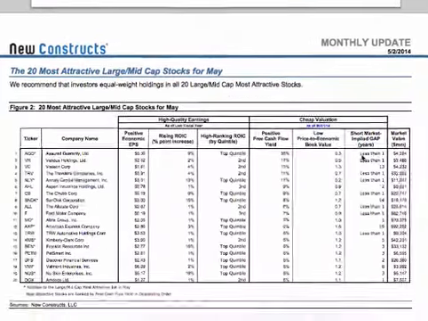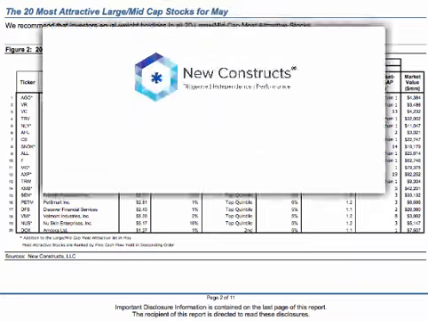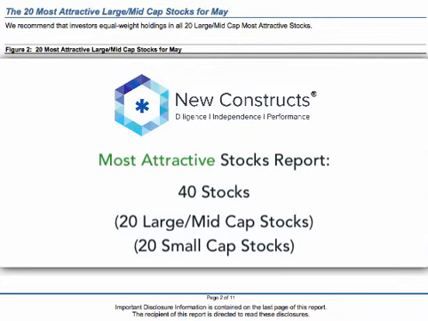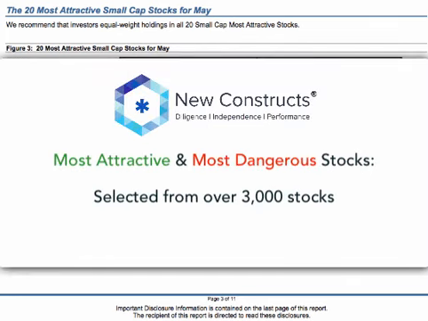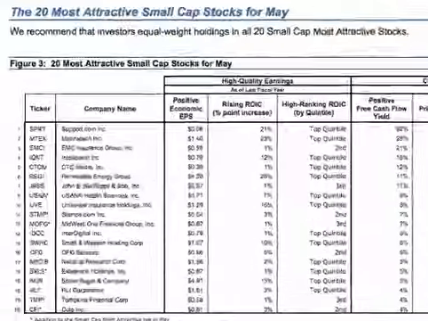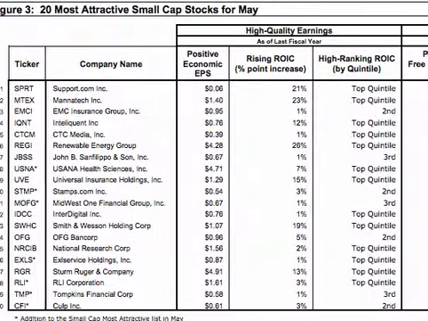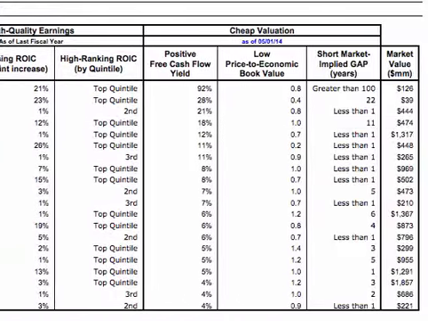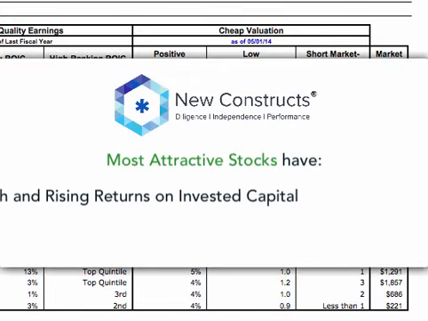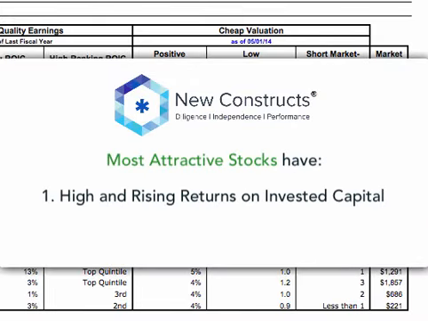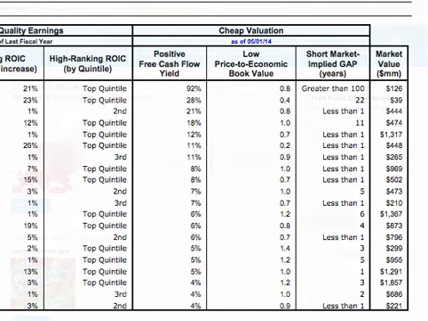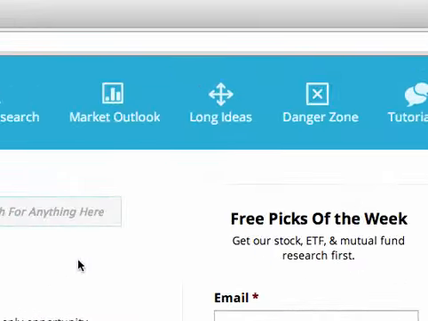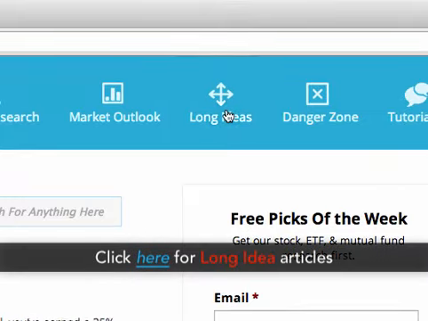Our Most Attractive Stocks report contains 40 great investment opportunities, our picks for the 20 best large cap and 20 best small cap stocks each month. We carefully select our most attractive stocks from more than 3,000 stocks. They represent thousands of hours and pages of analysis packed in a simple and easy to read report. Every most attractive stock on our list has high and rising returns on invested capital and low market expectations for future growth. If you're looking for other investment ideas, CEO David Traynor posts buy and sell ideas every week on our blog.